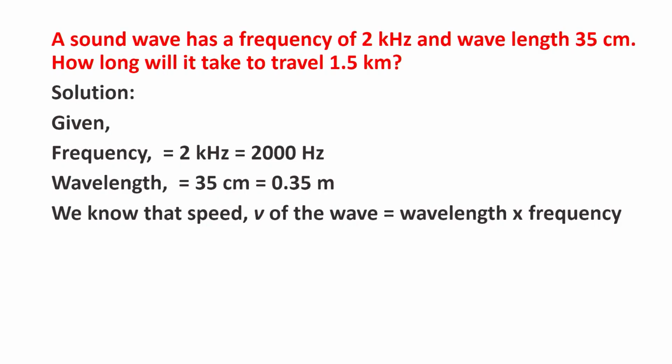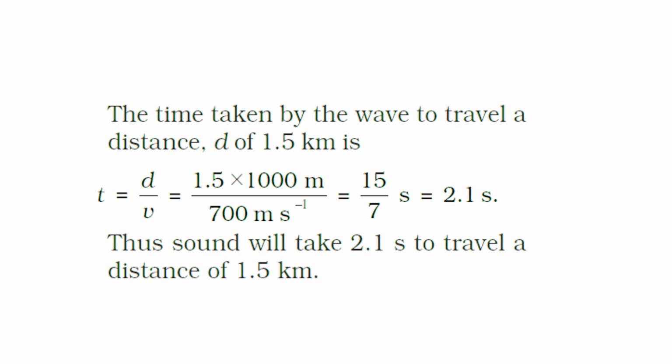We know that the speed of the wave is equal to wavelength into frequency. It is the product of wavelength and frequency. Multiply 0.35 into 2000, you will get 700 meters per second. That is the speed of the wave. Now, to calculate the time, we have to use the formula t = d/v. Distance travelled is 1.5 kilometers, convert that to meters, you will get 1.5 into 1000, divided by the velocity of the sound, 700 meters per second.